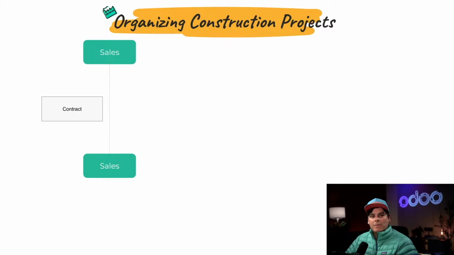So, using the sales app, the team creates a quotation to start the project. This document outlines the project scope and expected costs and serves as the first step in locking down the contract. So, enough chit chat. Let's get started.